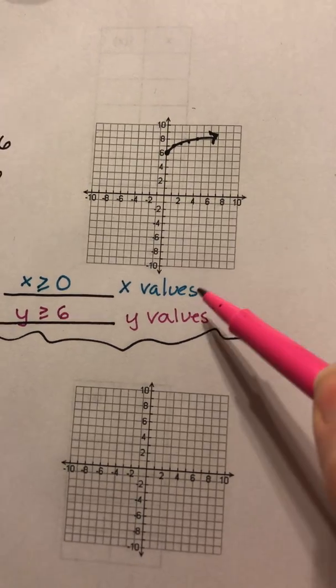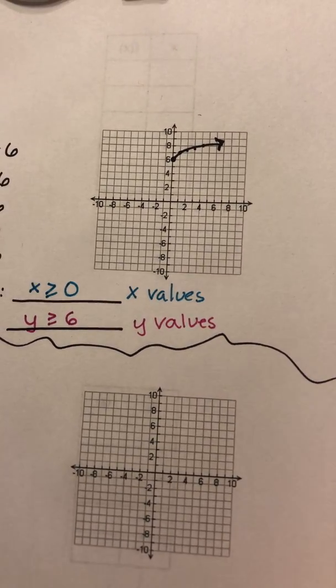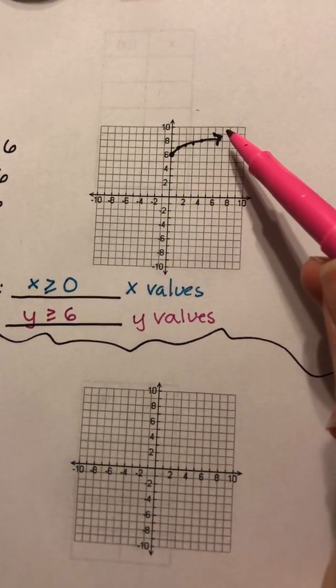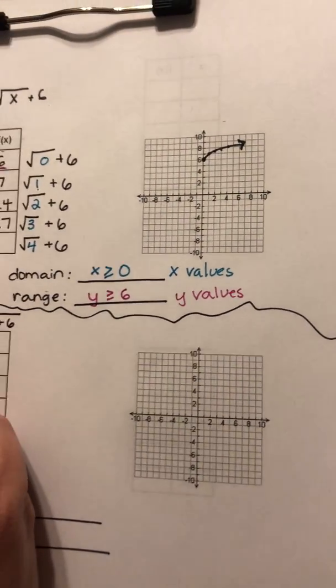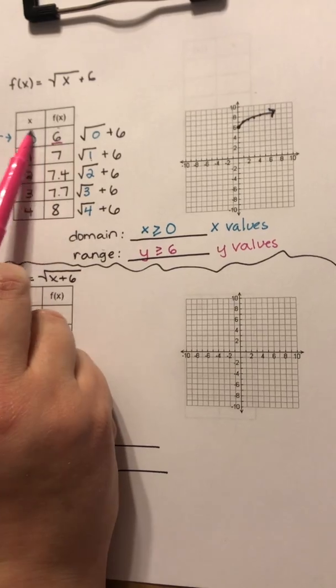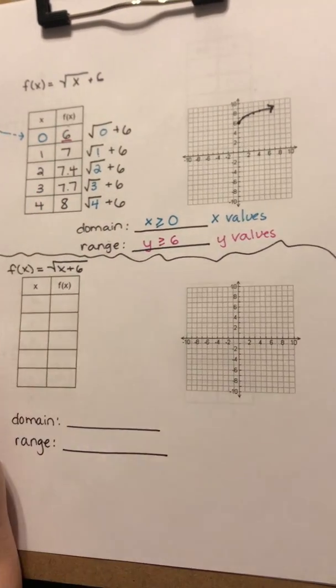So that's how you determine your domain and your range. You can see it in your graph here, and you can also see it over here in your table, looking at that critical starting point that we found at the beginning.